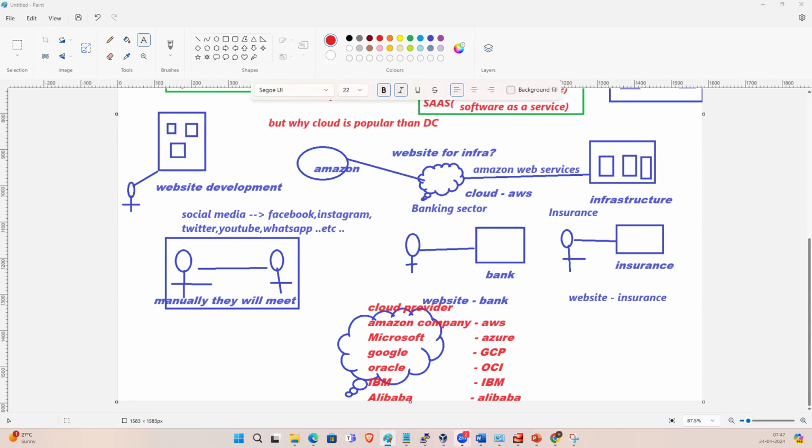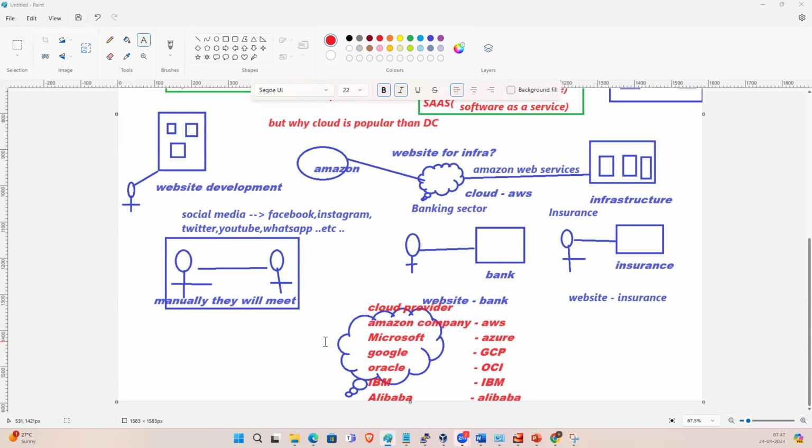Now, is cloud easy or difficult? Easy, very easy. There is not much difference between the data center and cloud. You already learned about the data center, right, guys? You know about the data center. The same operations will be done in the cloud.